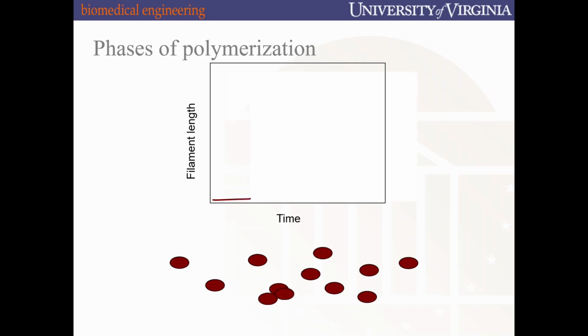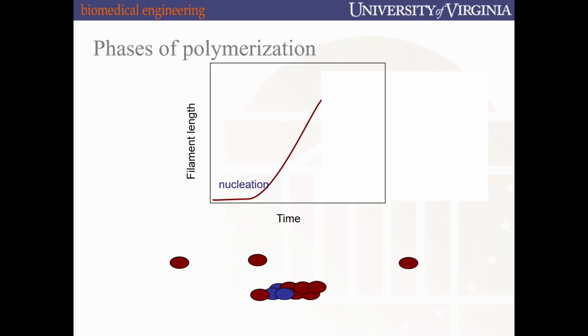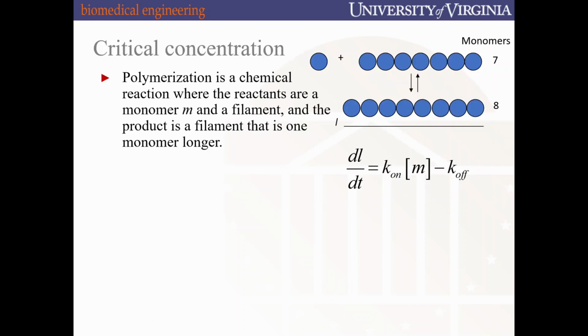This is typically slower, but once nucleation happens, that initiates the next stage of polymerization, which happens at a faster rate, as you can see here. Finally, at some point, polymerization proceeds to the point where monomer is depleted from solution. This brings us to the final steady state stage, where the monomer on rate and off rate are identical. This idea of balanced on rates and off rates for monomer polymerization is what's behind the critical concentration.